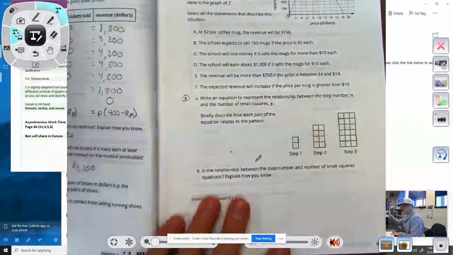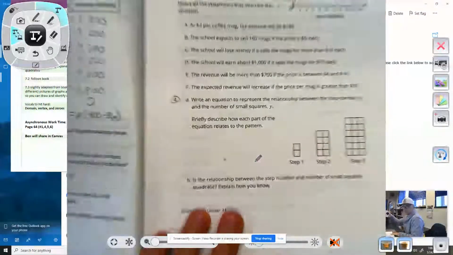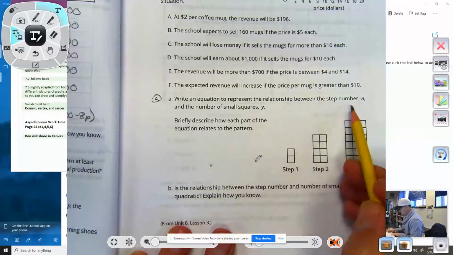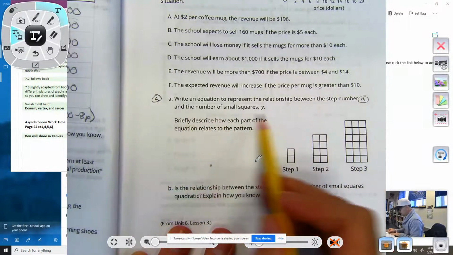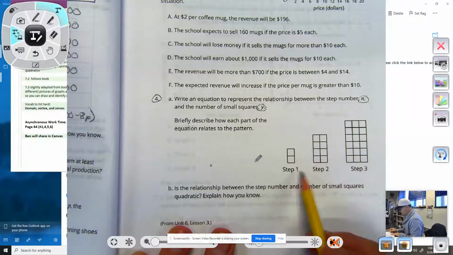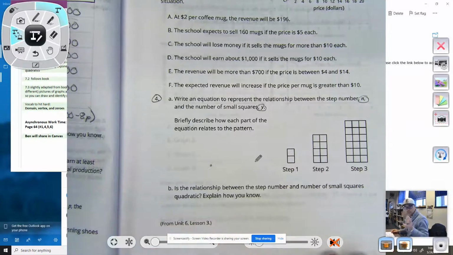All right, let's zoom in here. Write an equation to represent the relationship between a step number n and the number of small squares y. Okay, so these are my small squares, and these are my step numbers. Okay, remember, whenever we're looking at these, we're looking for a quadratic relationship, which means we're looking for something that is squared, right? Or to the second power. That's like how I know an equation is quadratic, right? It has that little 2 up there, and that means squared, like x squared, or x to the second power.